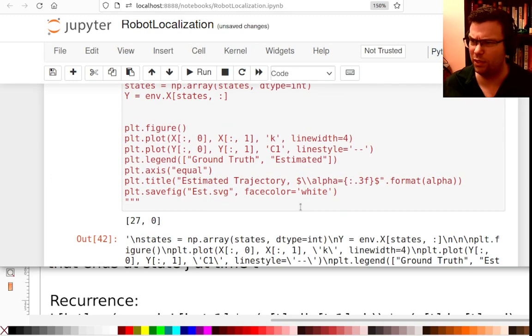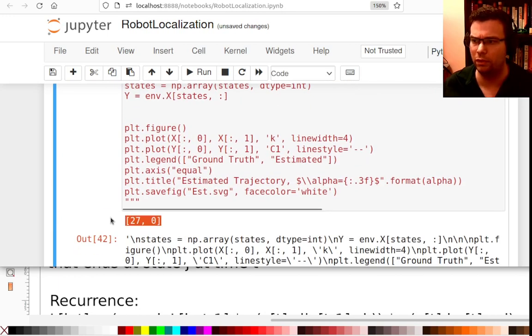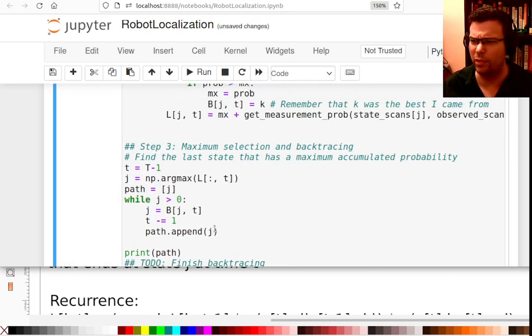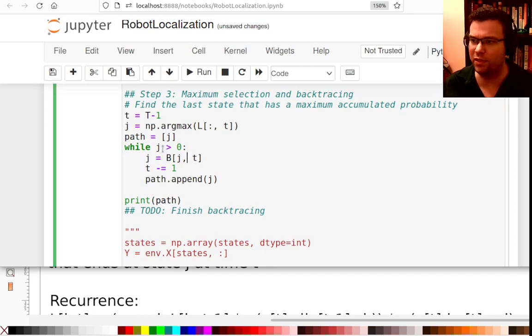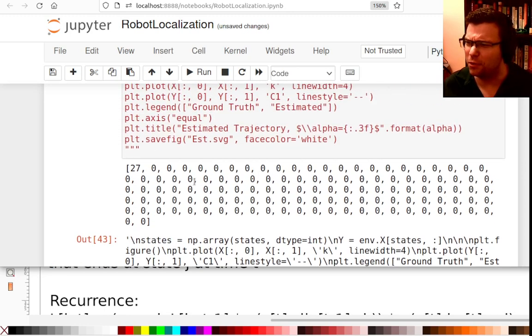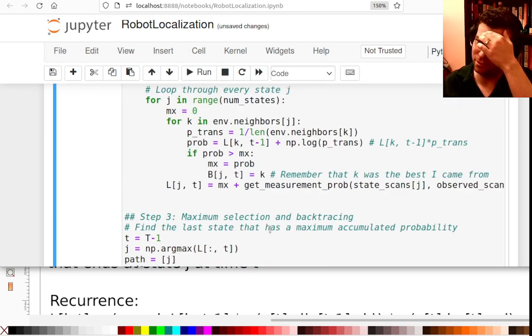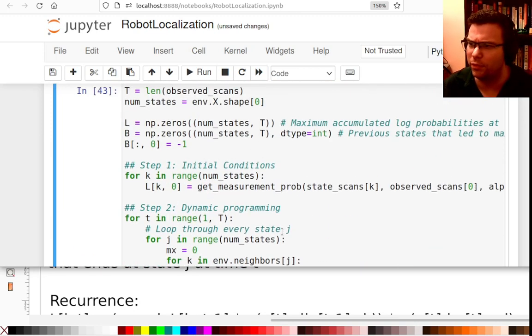Okay, now this seems a little bit fishy because I only have 2 states in the path. Oh, I meant to say while t is greater than 0. Okay. That also seems fishy though, because we just jump straight to state 0 and we stay there. So let's see if we could find any problems in the code here.